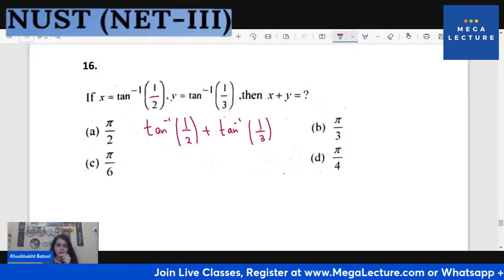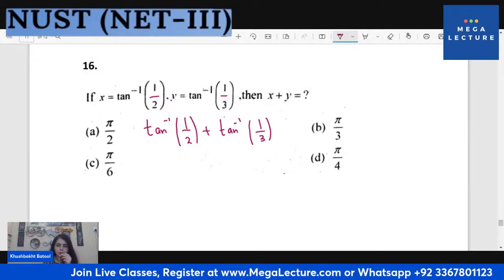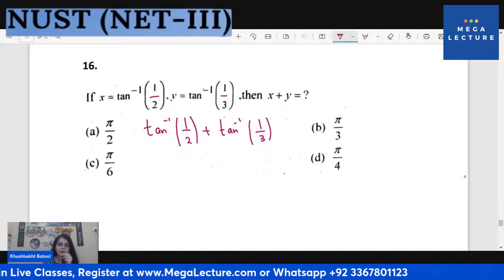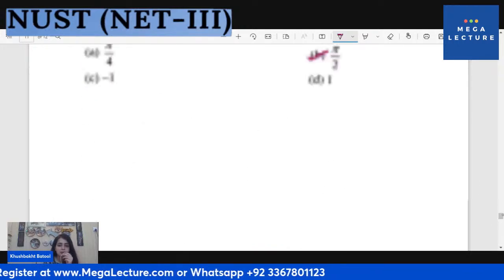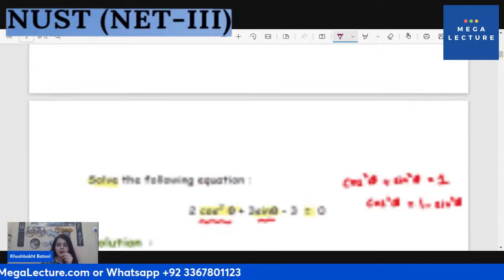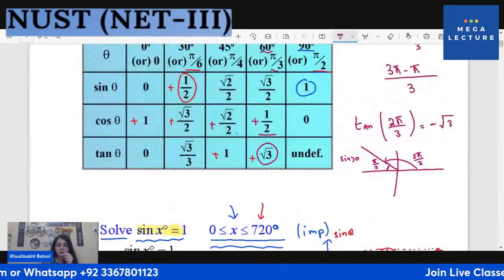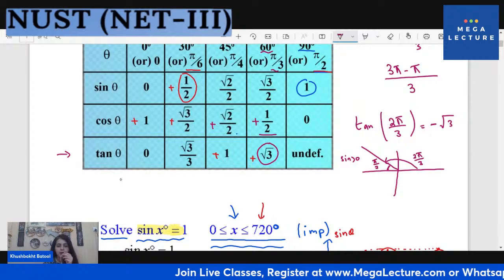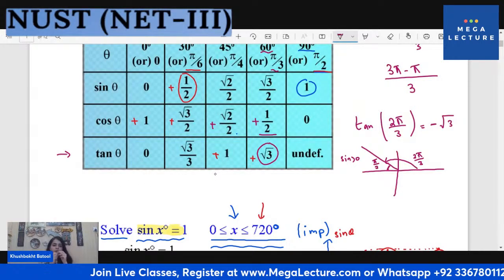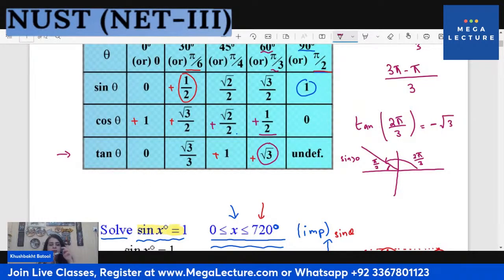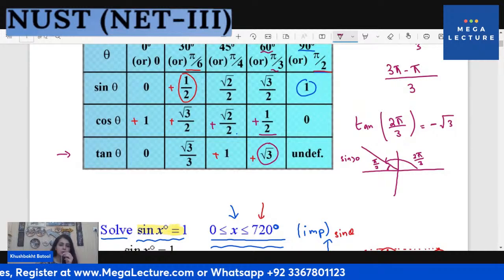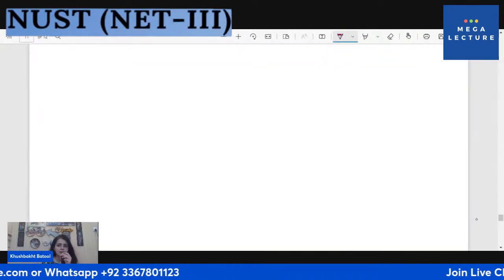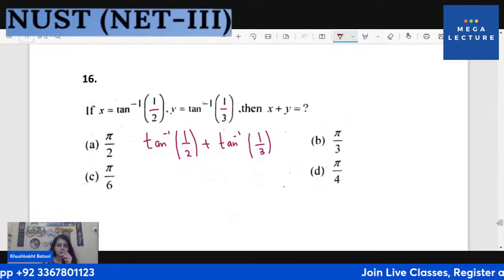Now, this would have been an easy question if you were allowed to use calculators or if you had the values of tan inverse of 1 by 2 and 1 by 3, right? We do not have any value in the tan row where you have tan theta equals to 1 by 2 or 1 by 3. So it means things would be different here. All right, let's see how to deal with this question.